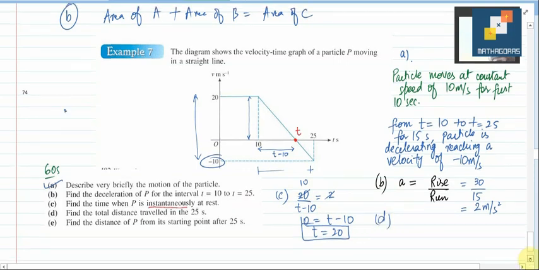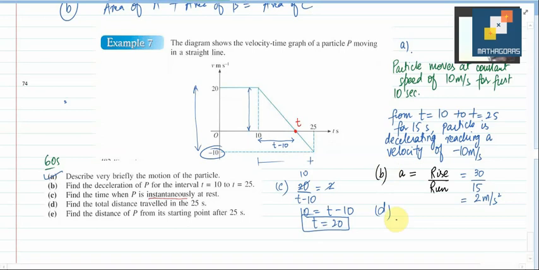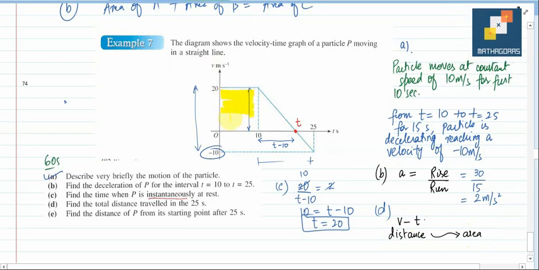Now, if you are dealing with a velocity time graph and it asks you to find the distance, keep in mind that on a velocity time graph, distance is basically equal to area. We need to find the area in this question. If you observe the first part, this one, it is a rectangle. The area of this portion will be 10 into 20, which gives 200.